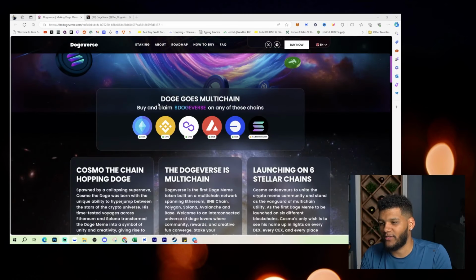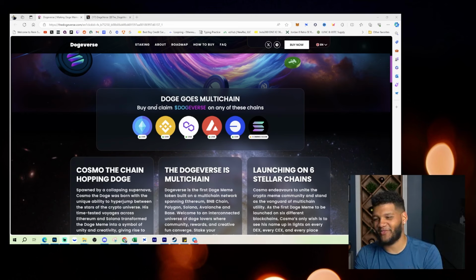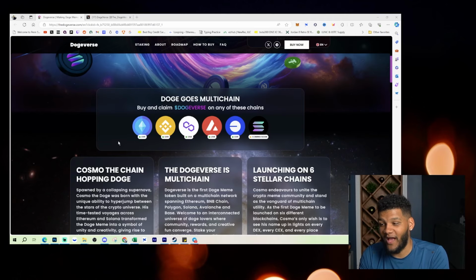But let's scroll down here. Let's look at some of the utility, and the information behind it. Doge goes multi-chain. Buy and claim Dogeverse on any of these chains. You have Ethereum, you have BSC, you have AVAX, you have Base, and you have Solana that's coming soon, right? You have the different chains where it's live, and then Solana that's coming soon.